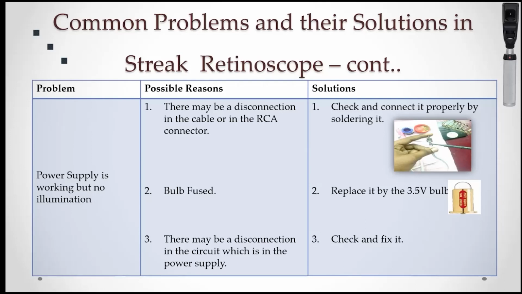And sometimes because of the bulb fuse, it won't work. Then we need to replace the bulb. That means a 3.5 volt bulb for the power supply operated one. And is there any disconnection in the circuit which is inside the power supply? Then we need to check. So for those issues, you may need the help of a biomedical technician.